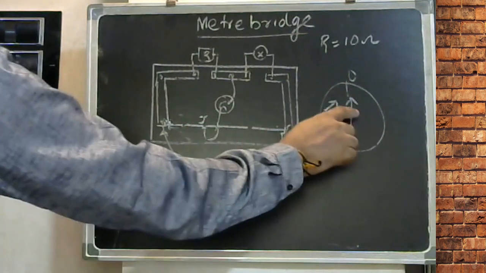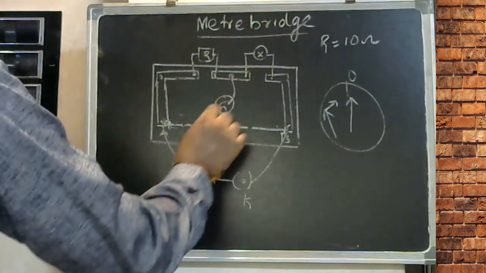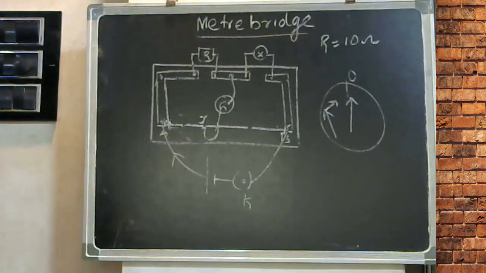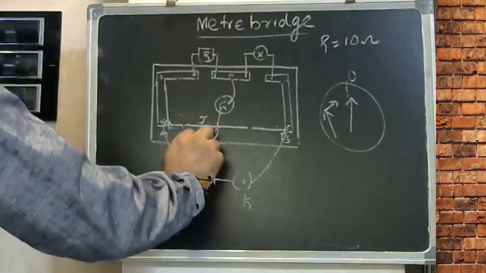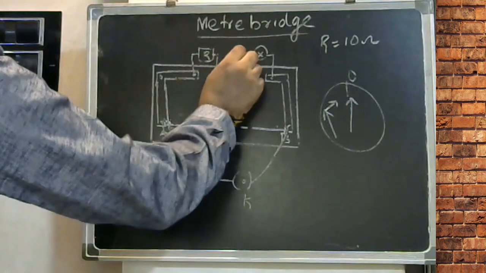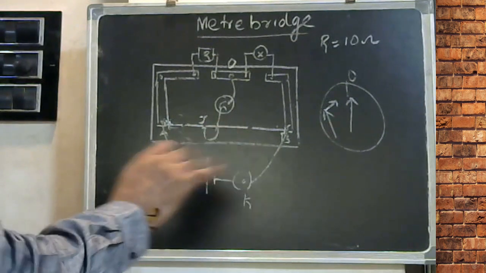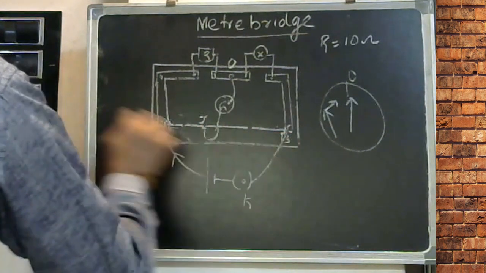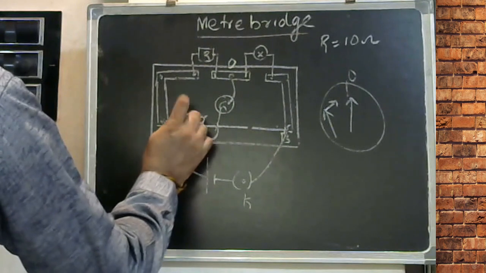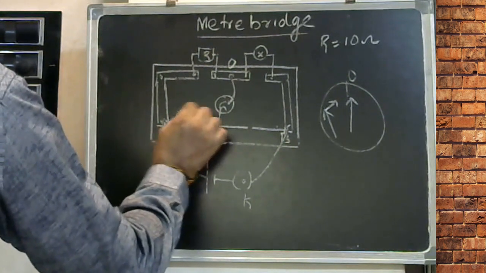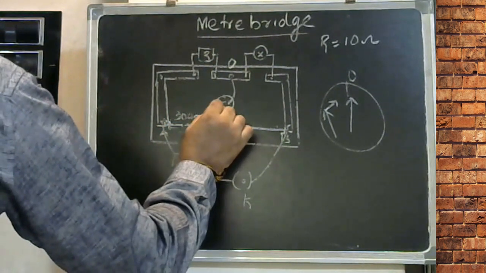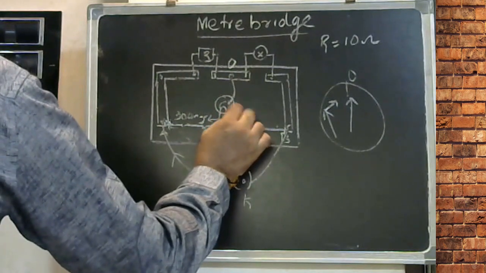This pointer showing 0 means there is no current in the galvanometer. So there is no current flow between these two points. That means this point, say O and J, have the same potential. So no current is flowing. Stop it. You can see a scale. Check the scale reading now. Maybe this is 30 centimeters. This will be 100 minus 30, which will be 70 centimeters.